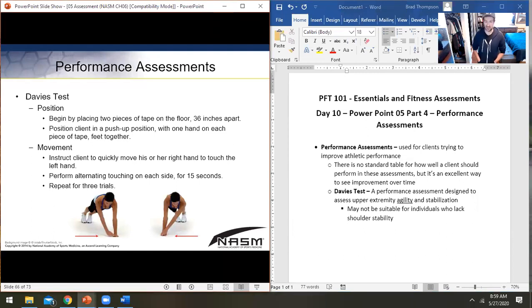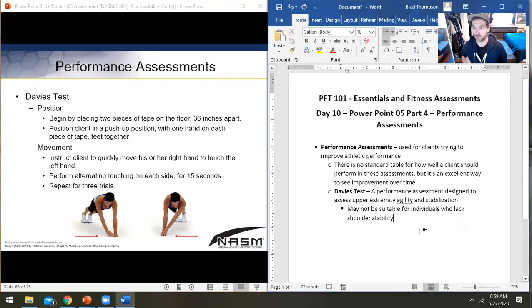If your client has shoulder impingement, or if you did your overhead squat and you notice that they have arms falling forward really severely, a forward head posture and really elevated shoulders, you're going to want to be pretty cautious with this. This may not be the most appropriate assessment for your client. So that's the Davies test, right? It's a performance assessment for upper body agility.